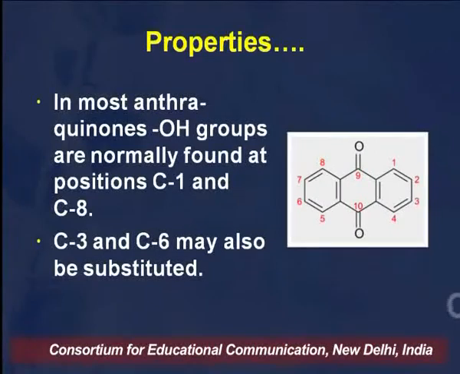Now, coming to the properties of anthraquinone glycosides, in most of them you will find a hydroxyl group attached at carbon 1 and at carbon 8. Carbon 3 and carbon 6 are also substituted in some of the anthraquinone glycosides. At carbon 3 you will find substitution of a methyl group, methoxy group, other alkylated or alkoxy groups, or carboxyl groups. Whereas at carbon 6 you may find substitution with a hydroxyl group, a methyl group, any kind of alkylated groups, or even phenyl.